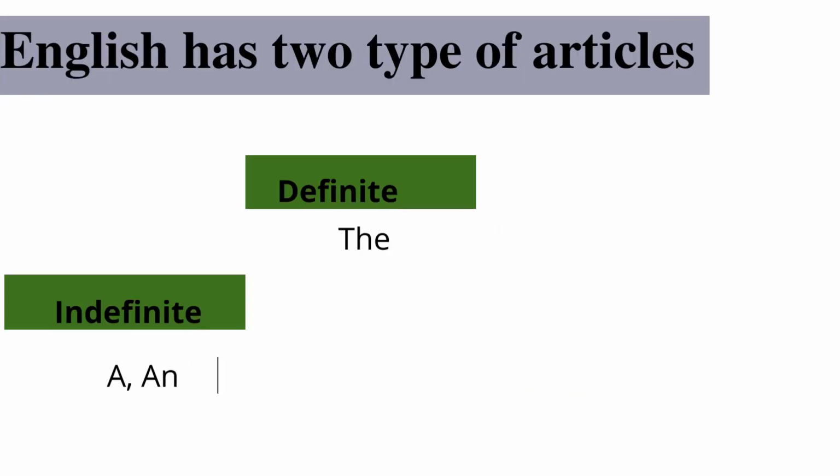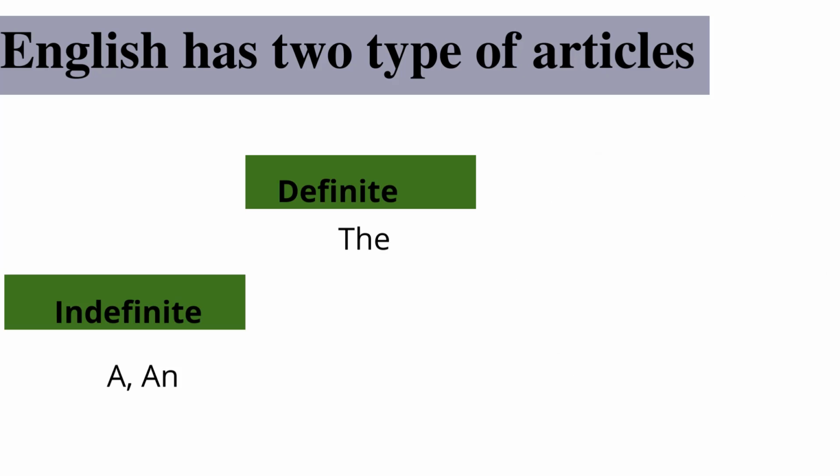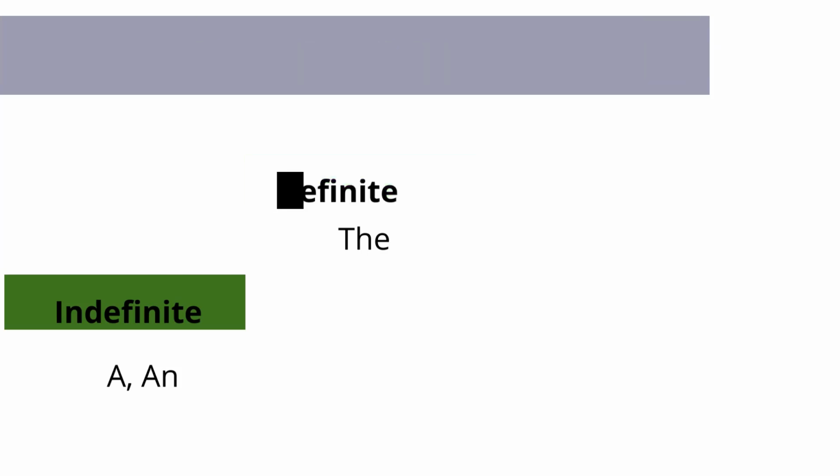English has two types of articles: definite articles, the, and indefinite articles, a and an. Notice that the article comes before a noun, and we have defined a noun as a person, place, thing, or an idea in our previous lesson. So in this example, we have said, read a book. A book is a noun, and notice that the article is placed before the noun.